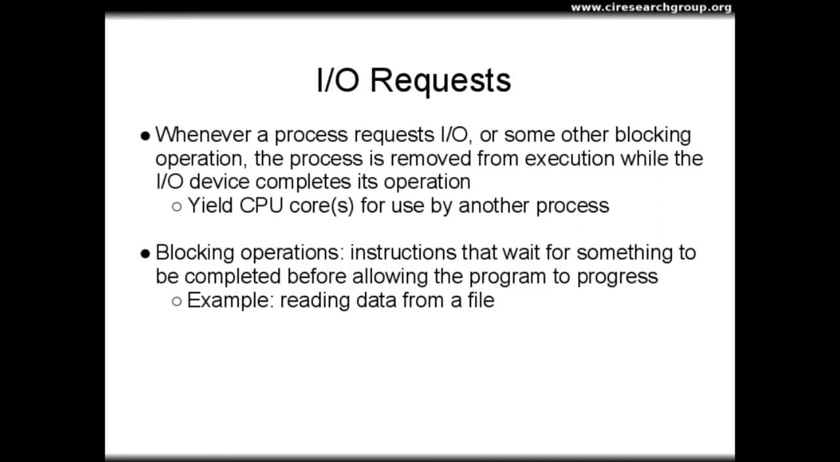Whenever a process makes an I/O request, a system call into the kernel is made, which removes the process from execution while waiting for the I/O to complete. The process yields any CPU cores it is currently using, so that another process can use those resources while the first process waits on the relatively slow I/O device. Operations that cause the process to yield the CPU cores and wait for some external event to occur are called blocking operations. Reading data from a file is an example of such an operation. The process calls the read function, and the read function does not return until it has read some data. The process may have been moved off the CPU and then restored and returned to the CPU while waiting for the read function to return.